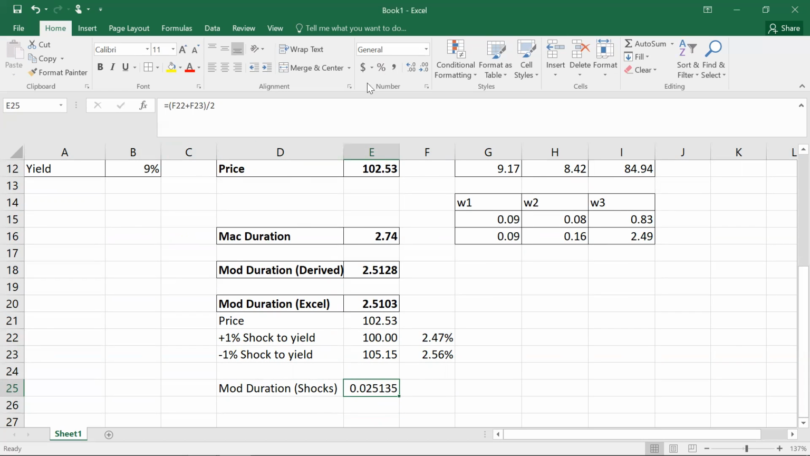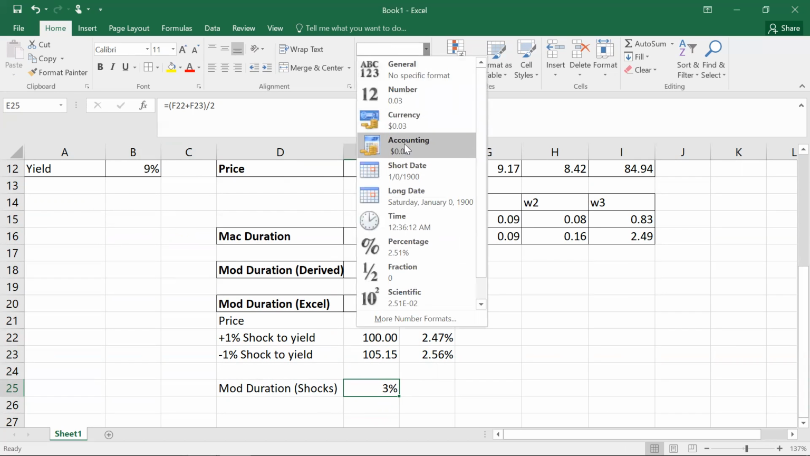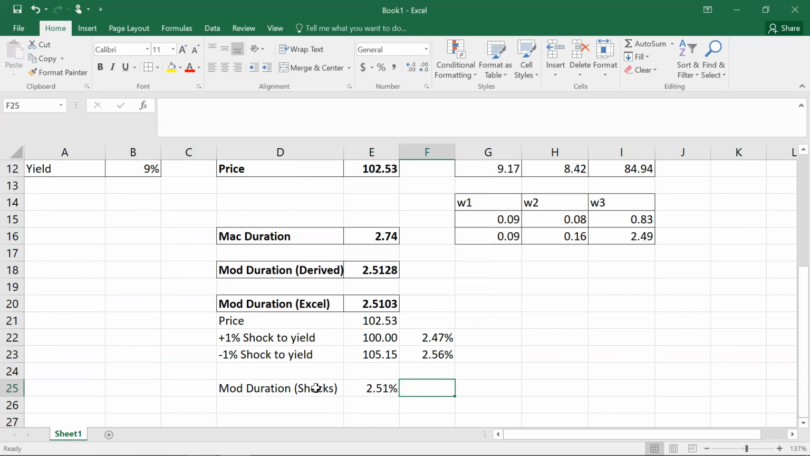Again, we are arriving at the same value. 2.51 percent is the average change in the price, and therefore, multiplying this by 100 because we assume that this is a percentage, I will convert it into a number. 2.5135 is my modified duration that I calculated using the shock. So you can see that these three figures are close by.